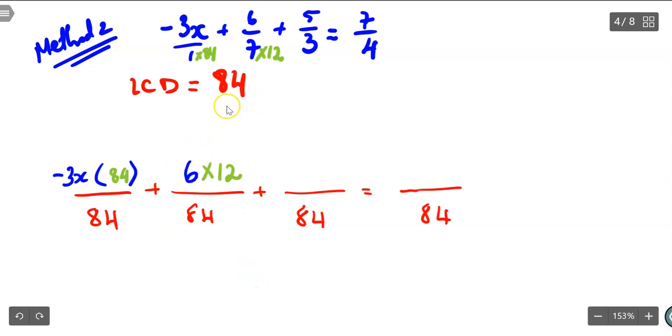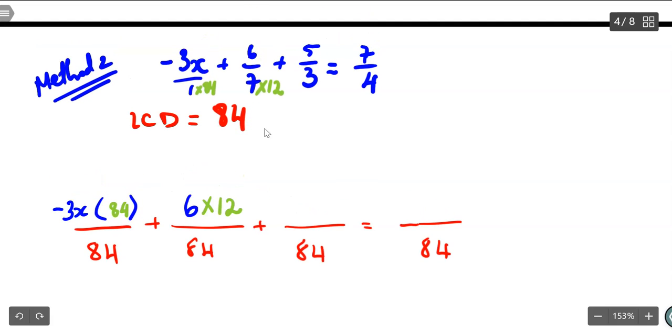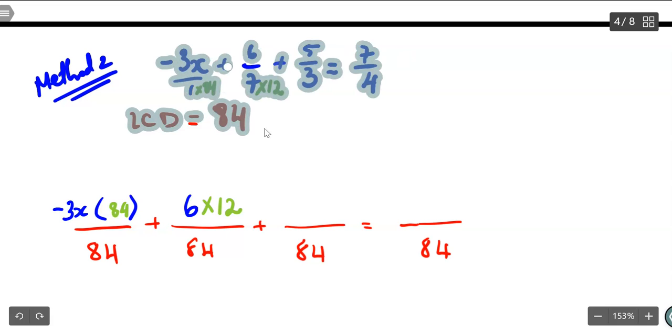Now you do the same thing here. From 3 you go to 84, so you must multiply this by 28. You can use a calculator to check: 3 times 28 will give me 84. So this I have to multiply by 28. Allow me to rewrite this to give myself some room.